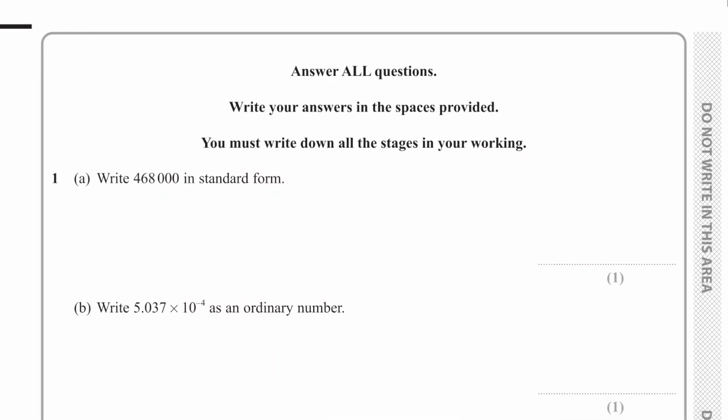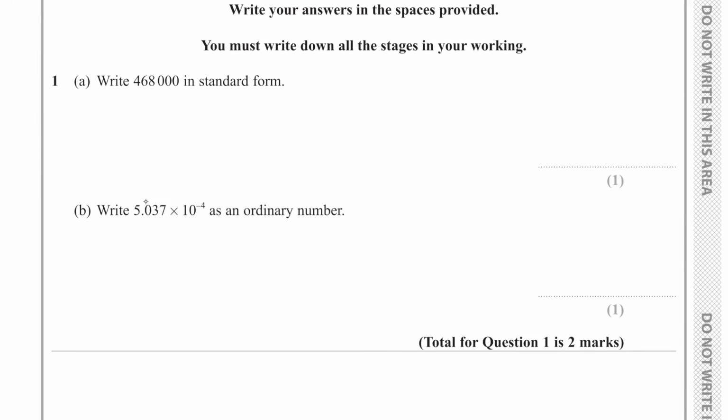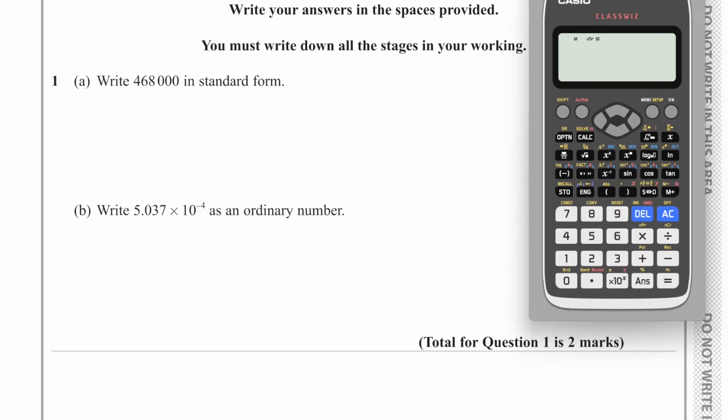Question 1. Write 468,000 in standard form. So to put a number into standard form, we need to write a number between 1 and 10, which is going to be 4.68 times 10 to a power. So how many times do we have to multiply 4.68 by 10 to get 468,000? It will be 5 times, and we can check that on the calculator. If we write 4.68 times 10 to the power of 5, we should get 468,000.